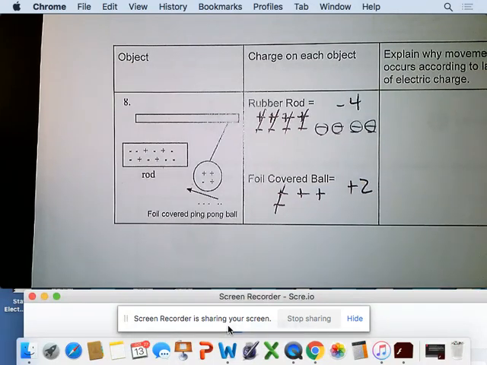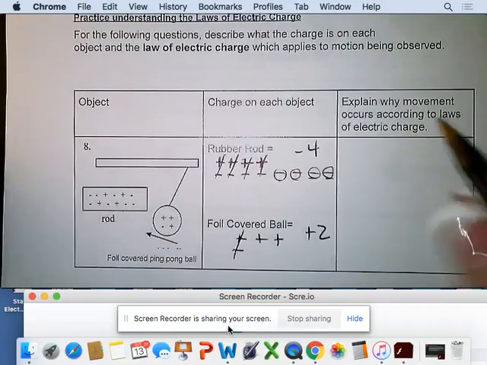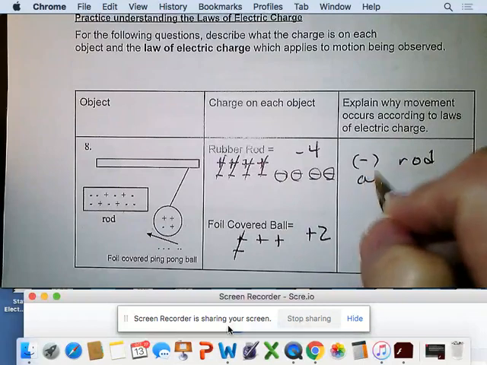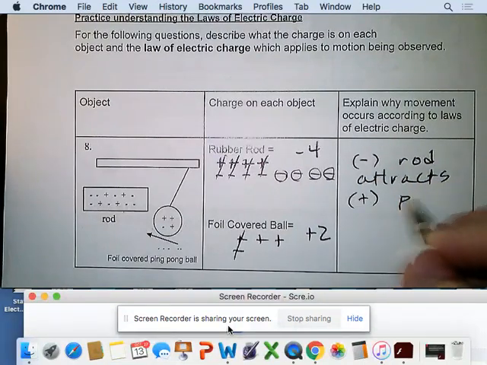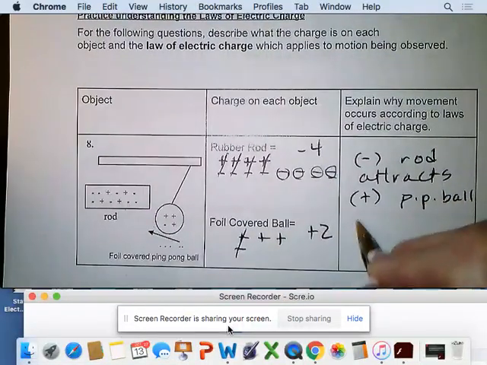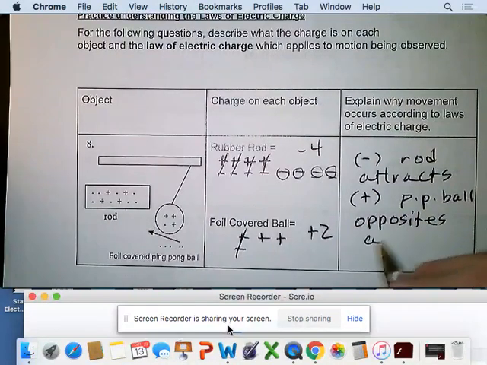So what this model is showing us is that because the rod and the ping pong ball have opposite charges, the two are going to attract each other. So that's what that diagram is trying to show. So the negative rod attracts the positive ping pong ball. I'm not going to spell that out. And I can just put on there that opposites attract.